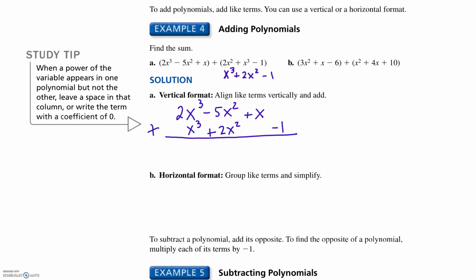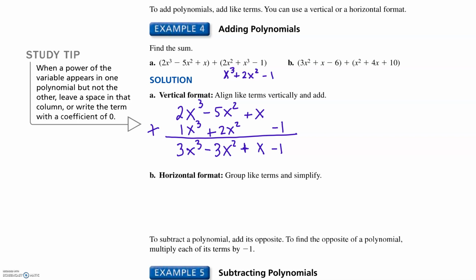So now we're going to add. There's a 1 in front of the x cubed, and to add those like terms, we just add the coefficients. 2 plus 1 is 3. Add the coefficients. So we get 3x to the third. Negative 5 plus 2 is negative 3, so we get negative 3x squared. 1x, well, there aren't any other to add with it, so we just get a plus x, and then the minus 1, and we're done. Okay, that's how that works.